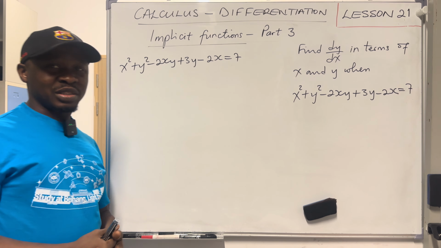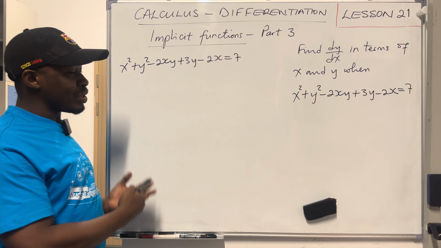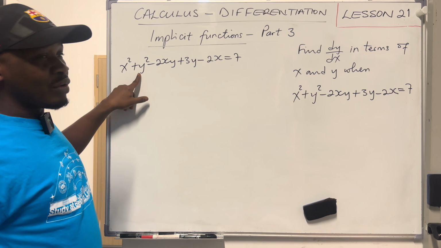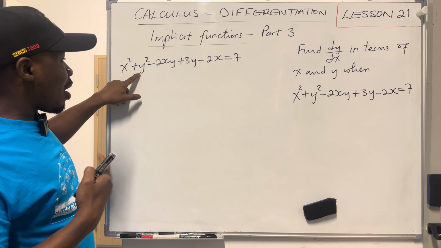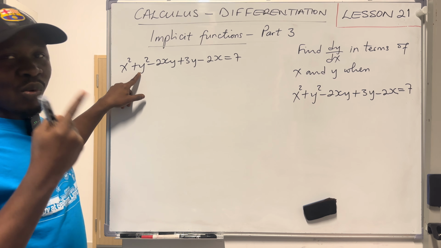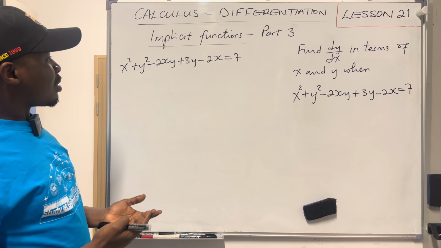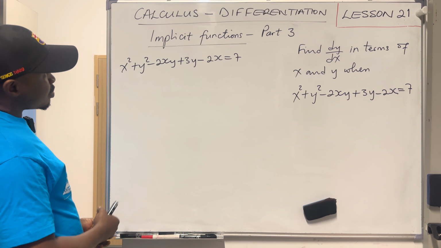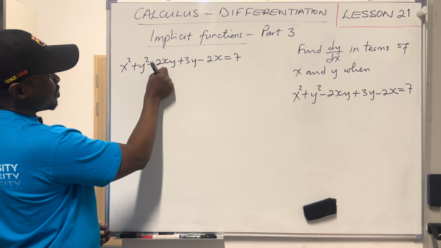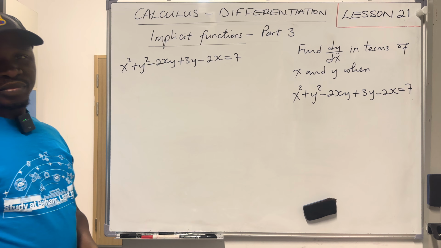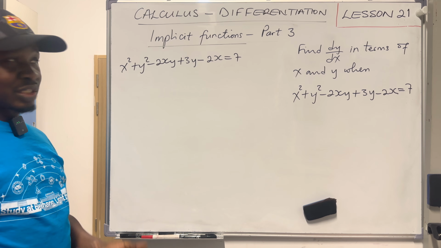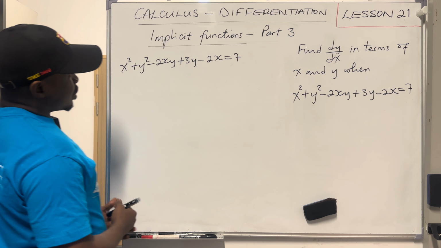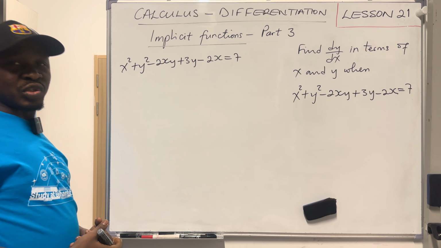So I will still repeat by saying, how do we know that this one is an implicit function? One, when the power of y is more than 1, there are 2 or more, it means the function is an implicit function. The second point is when we have a term that contains xy. That again makes it an implicit function.